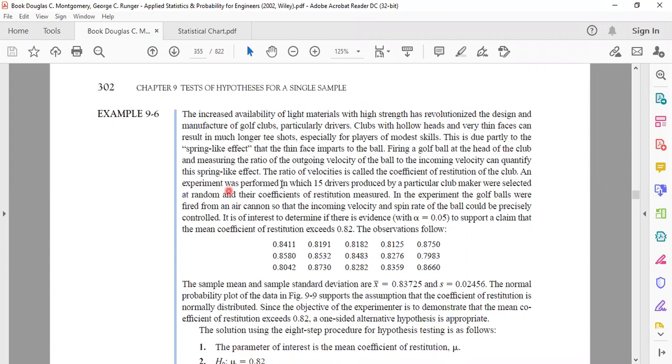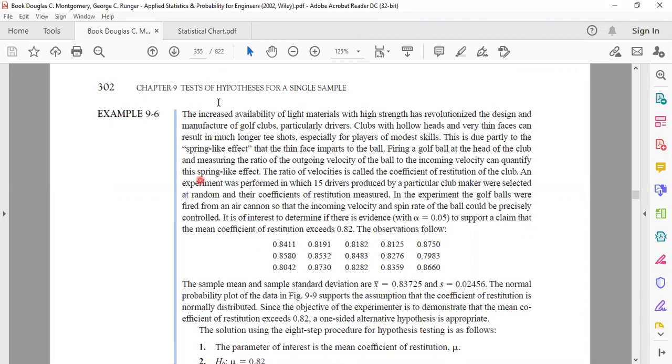An experiment was performed in which 15 drivers produced by a particular club maker were selected at random and their coefficients of restitution measured. In the experiment, the golf balls were fired from an air cannon so that the incoming velocity and spin rate of the ball could be precisely controlled. It is of interest to determine if there is evidence, alpha is 0.05, to support a claim that the mean coefficient of restitution exceeds 0.82. The observations follow, and they are given over here.